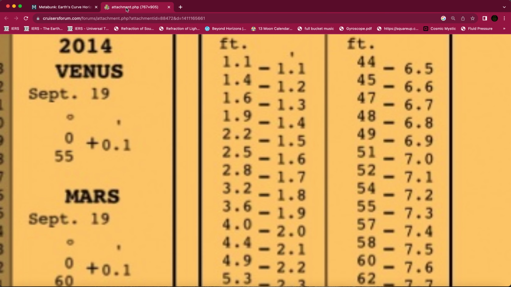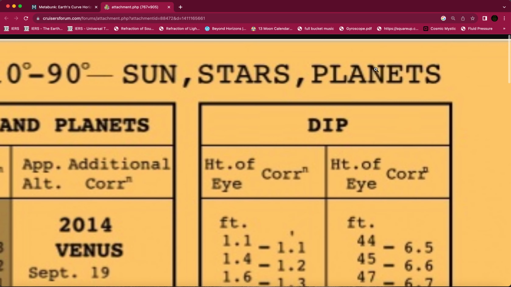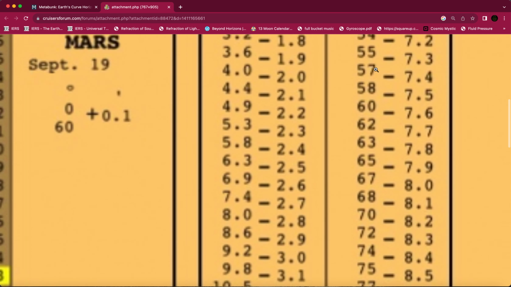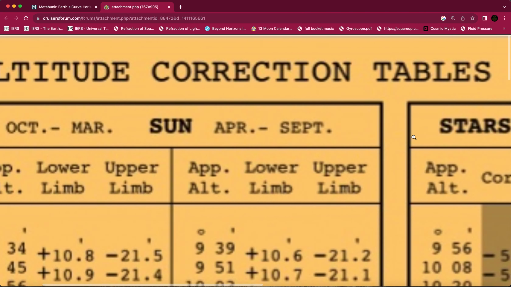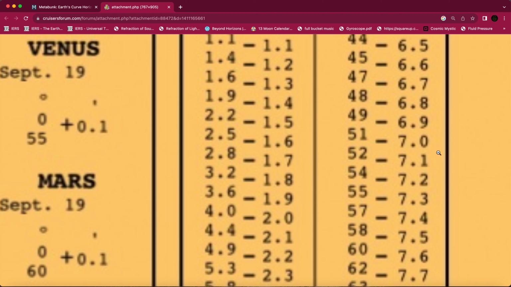Now, if we go to the dip table, the height of eye correction, there are the dip altitude correction tables. We come down to 51 feet. I'll make it a bit bigger, as big as possible so everyone can see it. So 51 feet is 7 minutes, 0 seconds. So for 51 feet, you're talking 6.9 to 7 minutes of correction.